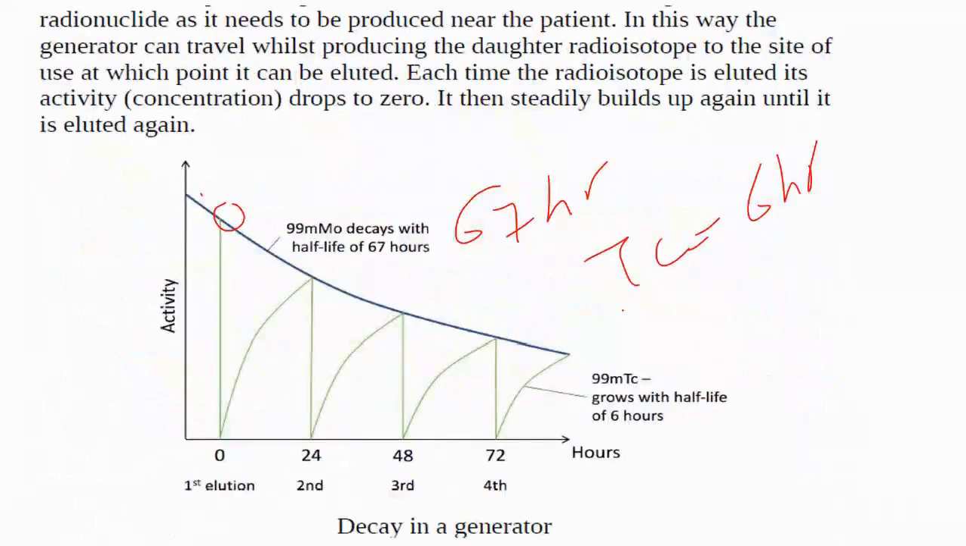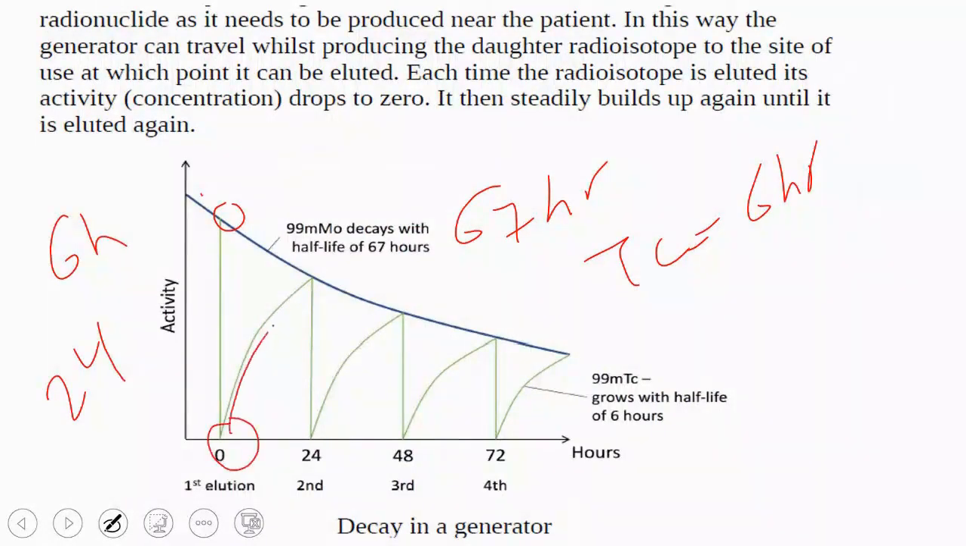At this time, it is 4 half-lives, which means 24 hours, because the half-life of technetium is 6 hours. Therefore, after 24 hours, it will reach 0, and then it will start to rise. This point is the equilibrium point. What does equilibrium mean? It means a point where the activity of molybdenum equals the activity of technetium. That's why the elution factor at this point represents the maximum activity of technetium.